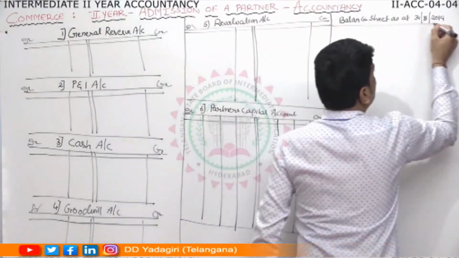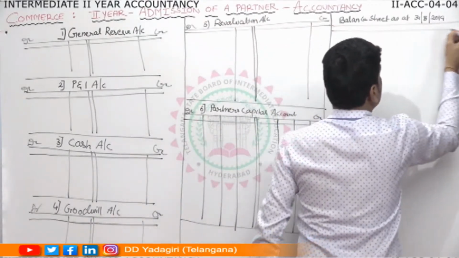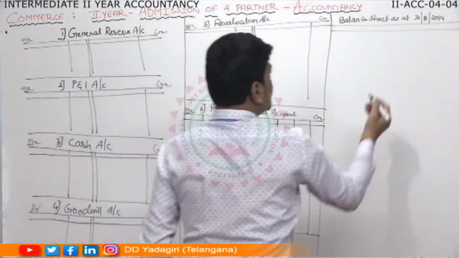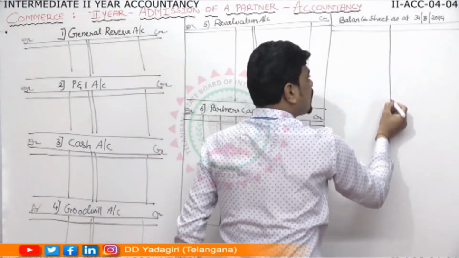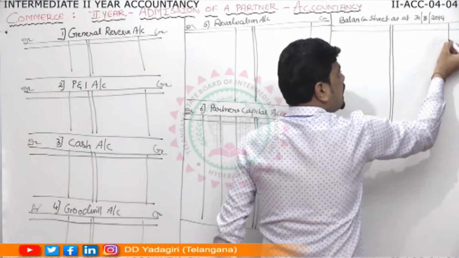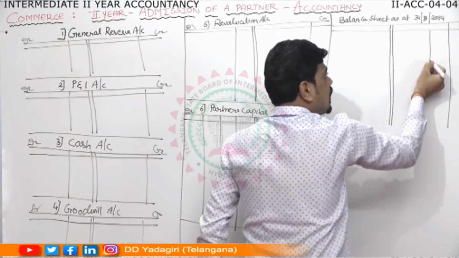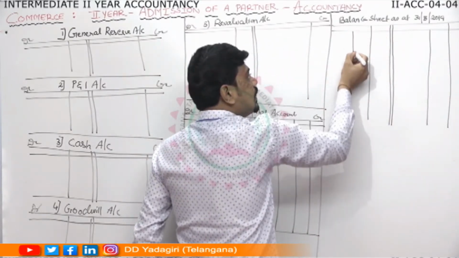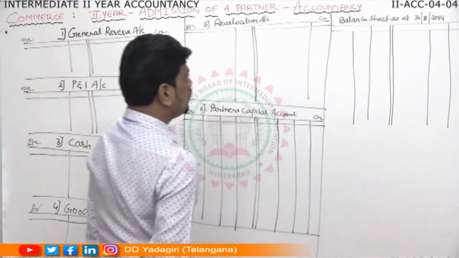And here is our balance sheet. Maybe about 7-8 lines, we'll draw the balance sheet. And here we are maintaining one inner column, because whatever adjustments are there will be in that column.